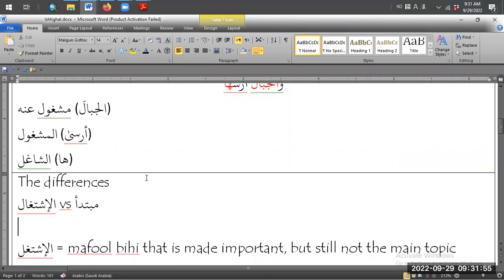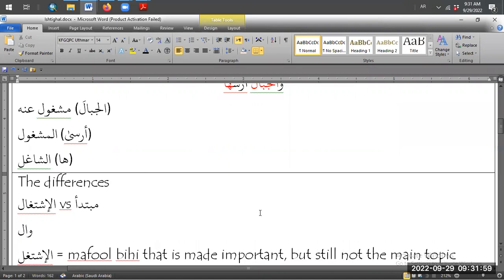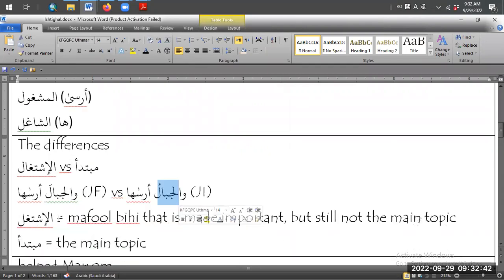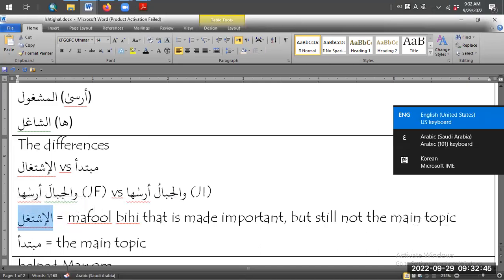Here we have waljibalu. Waljibala arsaha. Versus waljibalu. Okay, here is jumlah ismiyah, and this one is jumlah fi'liyah. And this is mashghul anhu, and this is mubtada. Okay, I should say mashghul anhu.